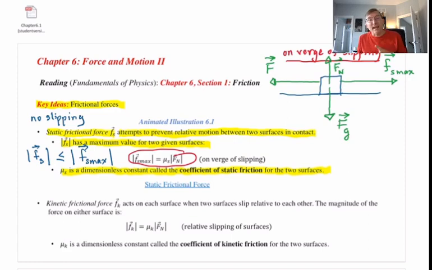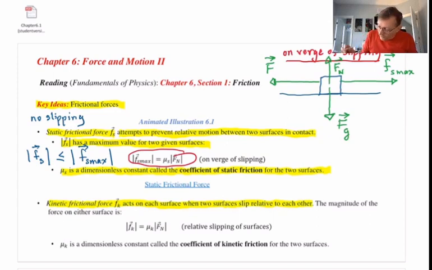Now, as we showed in the animation at the very beginning, if your applied force in a particular direction is large enough, of course you can get the block to slide across the table, or you can get the two surfaces to slide relative to each other. And when there's relative motion between the surfaces, there's still a frictional force, it doesn't disappear, but it changes slightly, it's weaker, and it's called the kinetic frictional force, little f sub k. So that's the frictional force that acts on each surface when two surfaces slip relative to each other.